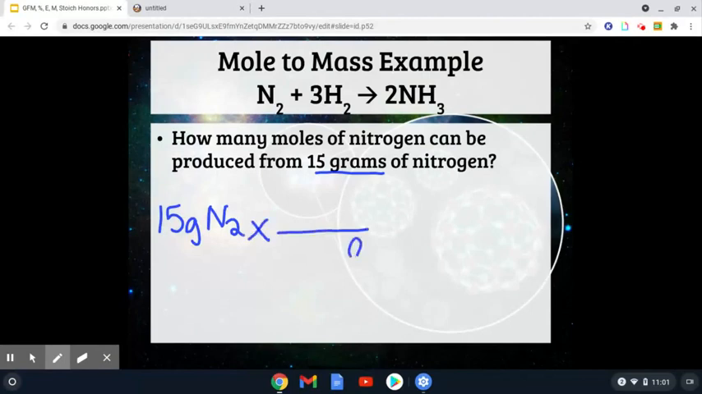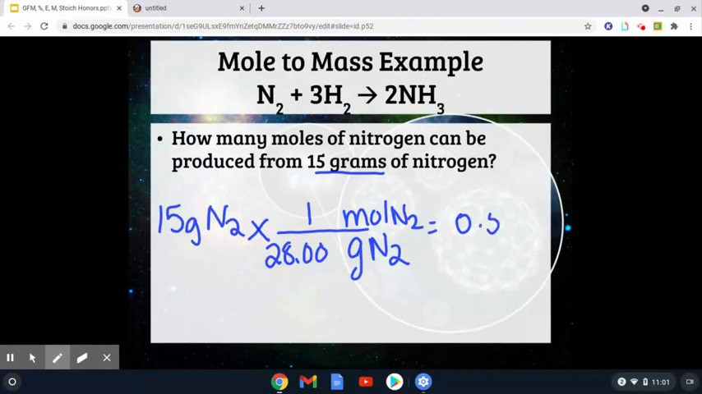We're going to bring grams of nitrogen down to the bottom because that's what we want to cancel out. And we're going to put moles of nitrogen up on the top. This is always going to be 1, and 1 mole of nitrogen is 28 grams of nitrogen. So we pop that in our calculator, we would get 0.5357, but if we want to sig fig that, we would get 0.54 moles of nitrogen.